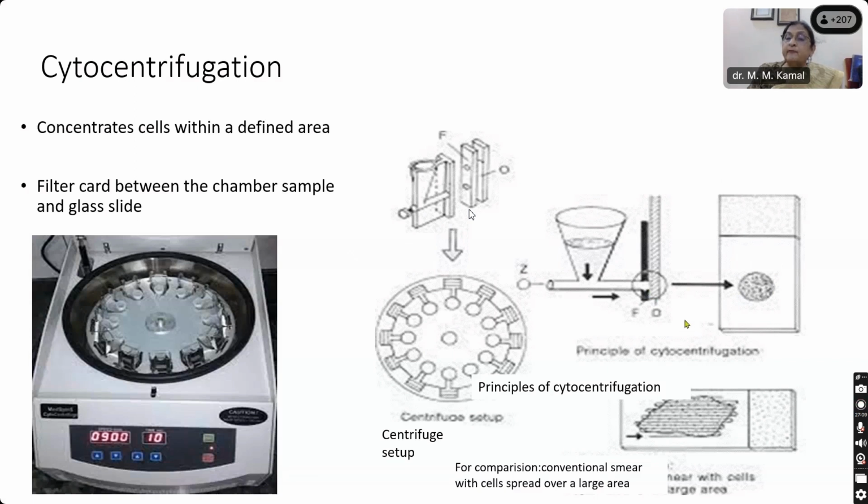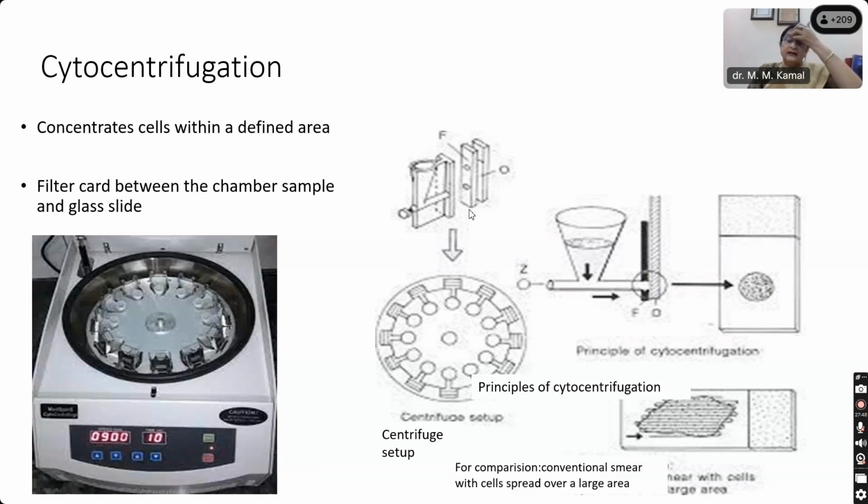See, there are filter cards. There is a hole in it, and then behind the filter card there is a slide. And because of the spinning force, the vial is spinning in the cytocentrifuge, as well as depositing the cells on the slide. So these two processes are going on simultaneously, and you get a small diameter of cells on the slide. And what is the use of the filter card in this? It absorbs the excess fluid.